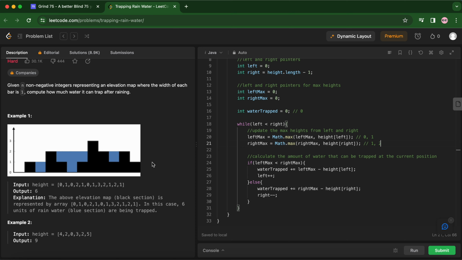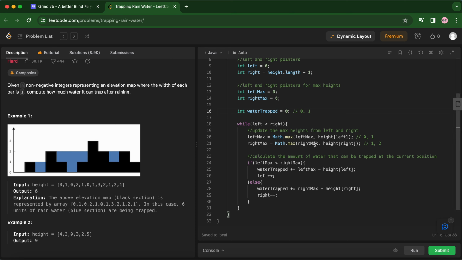Right max remained the same, considering that we have our height 2 available on the right side. Because even if you don't know these values, we know that at least at this point in time, on the left side we have 1 height, on the right side whatever is the height, the minimum is the left height, right? So left max is lower than right max. Water trapped would be water trapped plus left max, that is 1, minus height of left, that is 0. 1 minus 0, 1. So water trapped will increase from 0 to 1, and left plus plus, so now left will point to this one.